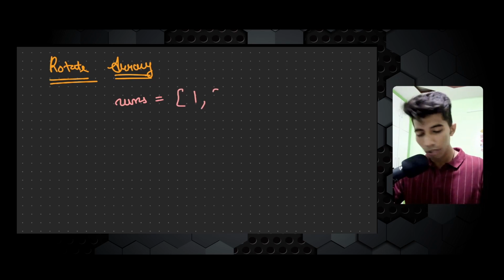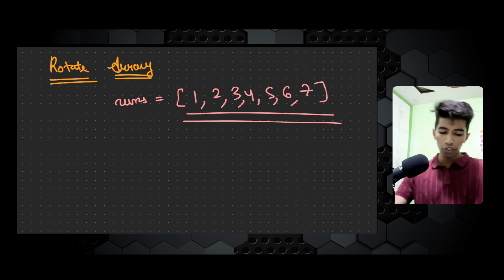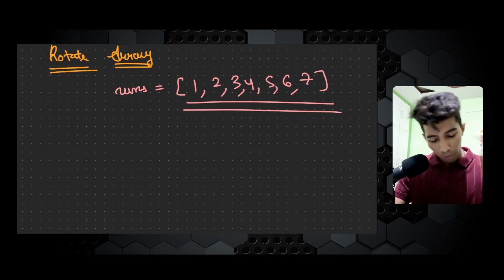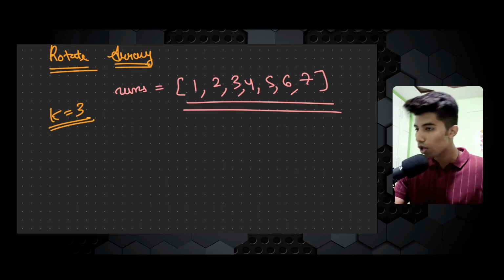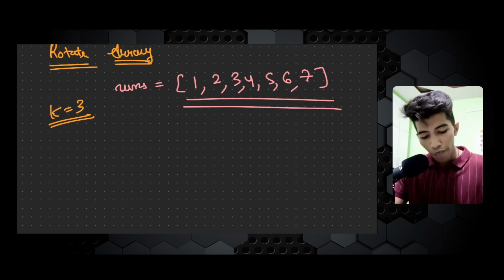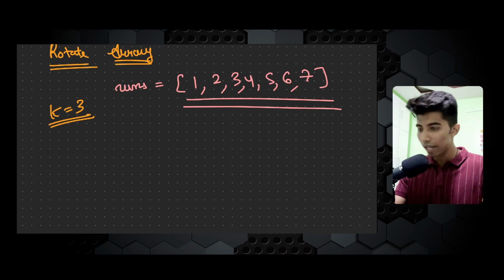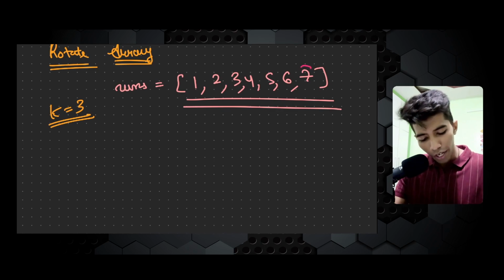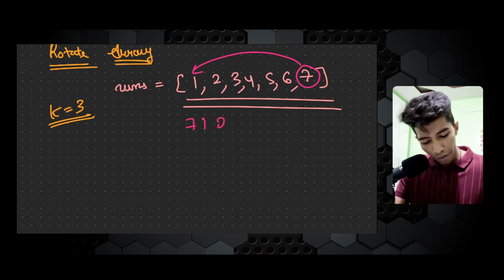Your nums looks like this: 1, 2, 3, 4, 5, 6, and 7. This is the nums which is given to us, and now suppose the value of k is 3. So what do we have to do? We have to rotate this array. And how will we rotate this? In the first iteration, we want 7 to come here. So 7, 1, 2, 3, 4, 5, and 6, like this.